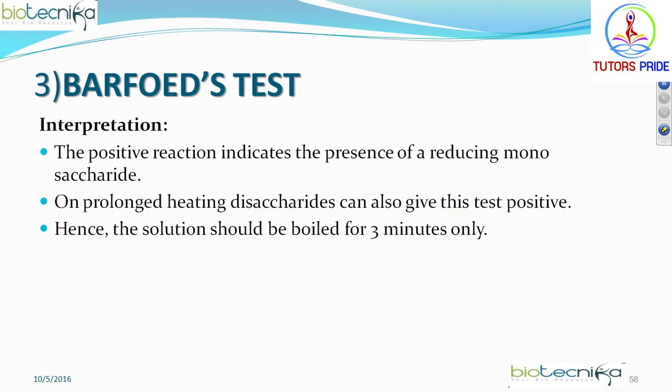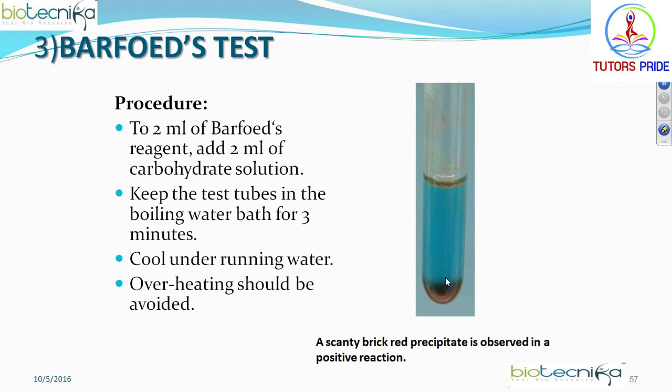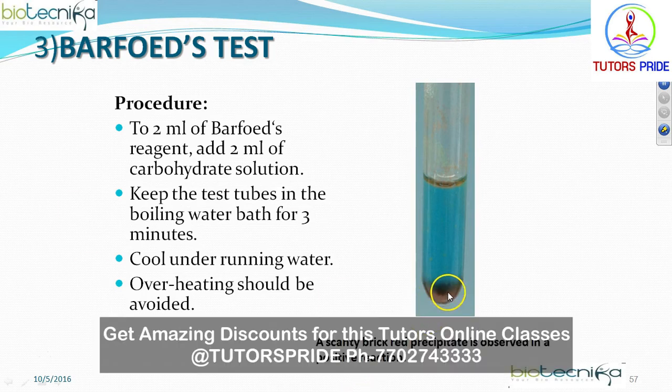for more time. The positive reaction indicates the presence of reducing sugar. On prolonged heating, disaccharides can also give the test positive. So you have to avoid the prolonged heating. Hence the solution should be boiled for 3 minutes only. Barfoed's test is meant for heating the sample for 3 minutes only. So what you have to take? 2 ml of carbohydrate solution, add 2 ml of Barfoed's reagent, then you will get the red precipitate like this.